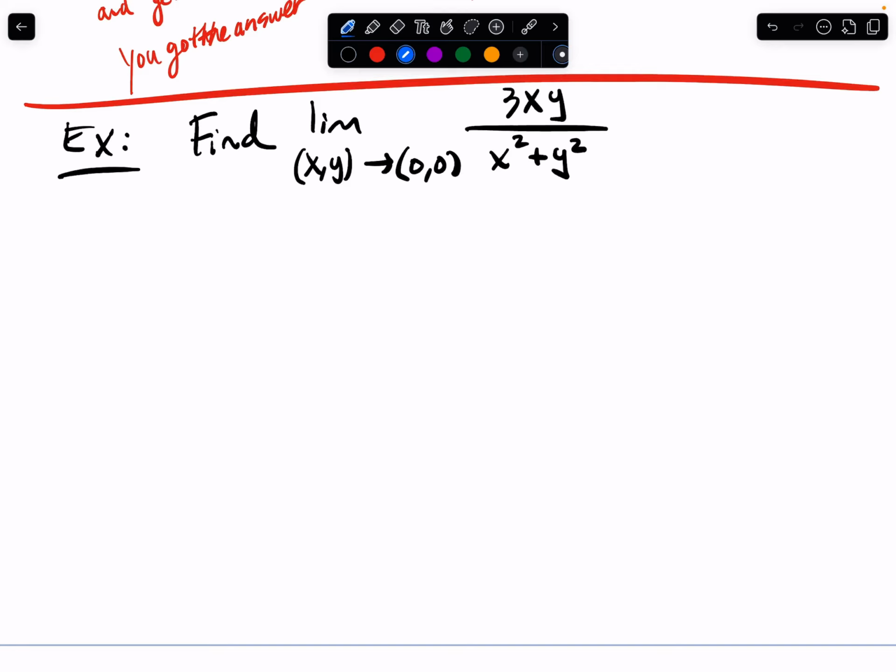So in this section, we're going to do the limit as (x, y) goes to (0, 0) of 3xy divided by x squared plus y squared. When I plug in, always try to plug in first. I get 3 times 0 times 0 over 0 squared plus 0 squared, which gives me 0 over 0. This is indeterminate form from Cal 1.